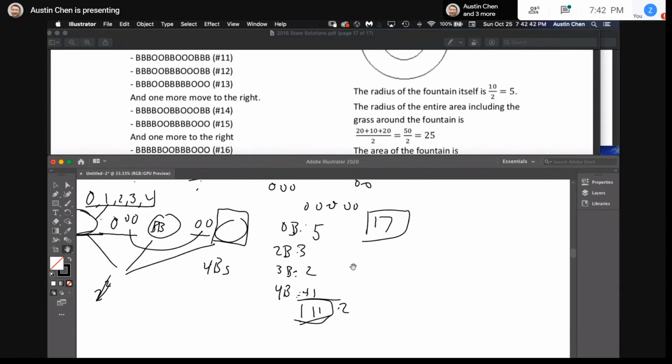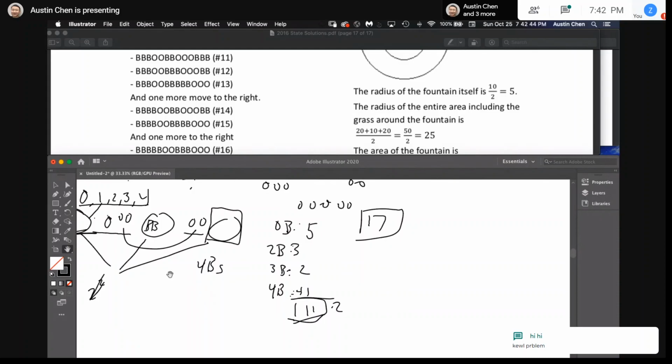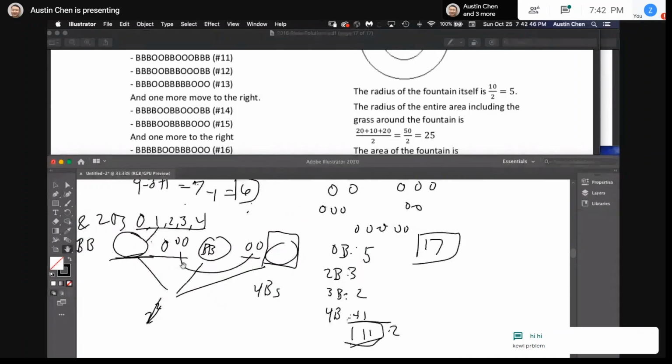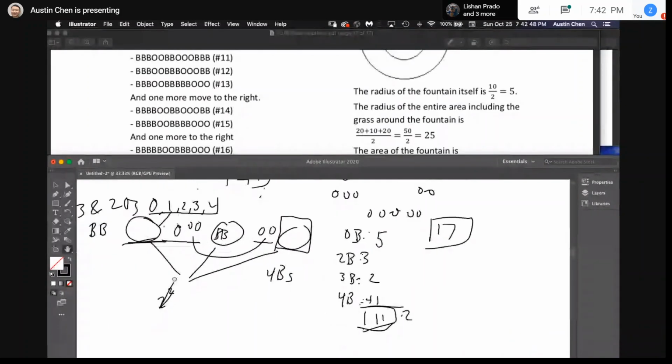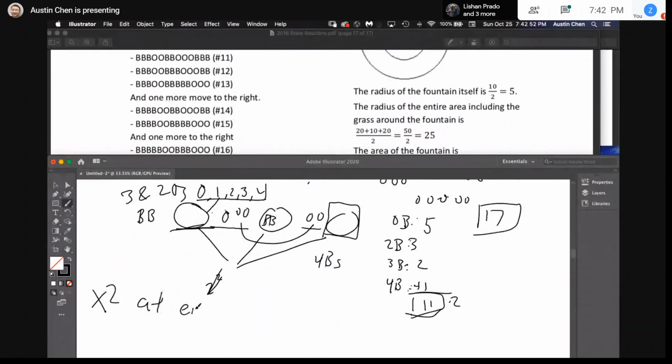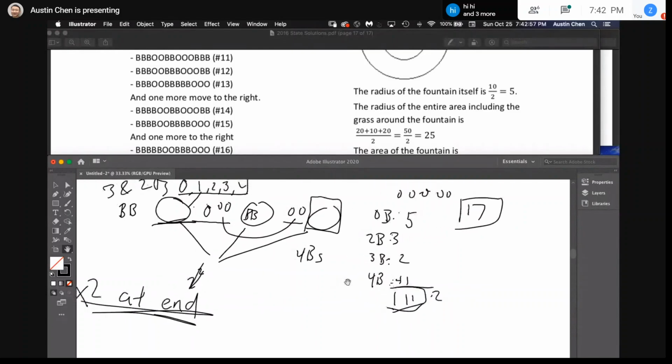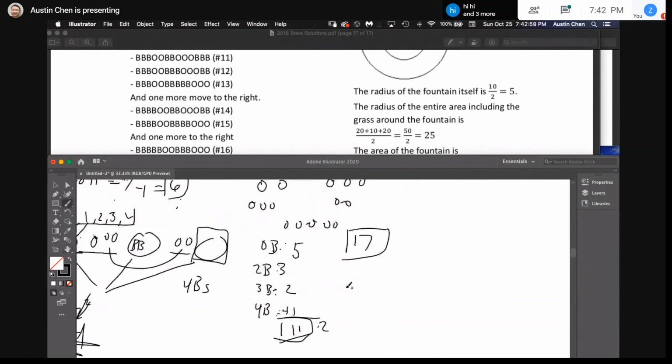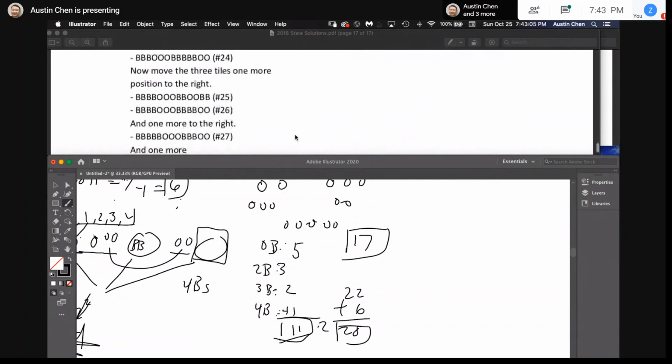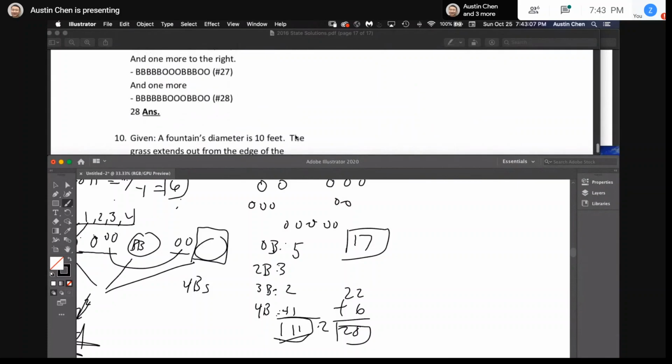Okay, so whenever you set it up first, you probably want to make a note like "multiply by 2" and underline it so you don't forget. So we have to multiply this by 2, then we have 22 plus 6, then we get 28. And that is our answer, 28.